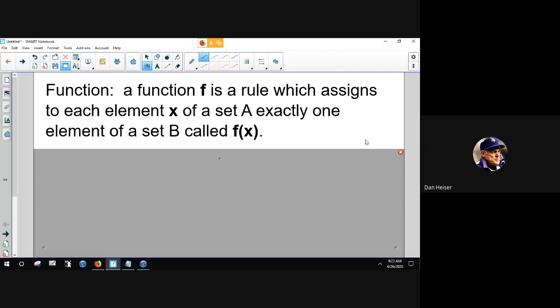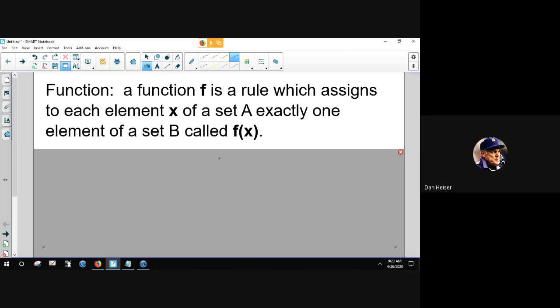Because there is a lot to unpack in this definition, I'll go through this a little more in depth. So a function is a rule, and it's a rule that assigns to each element x of a set A exactly one element of a set B, which we call f of x. Let's look at that a little more closely because some of this might not really be clear. A function f is a rule. Usually by a rule, we mean some sort of formula or equation.